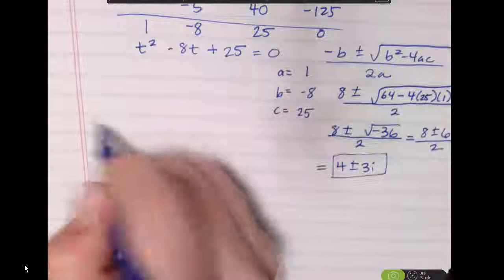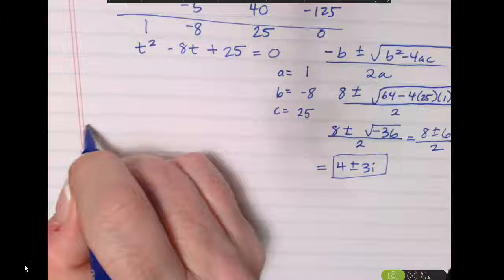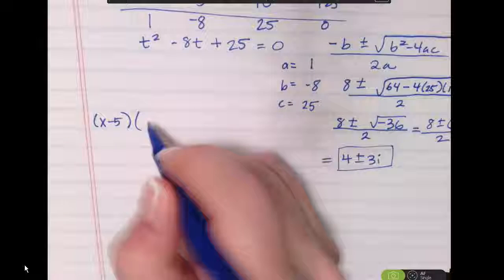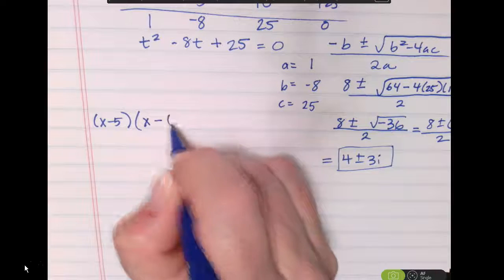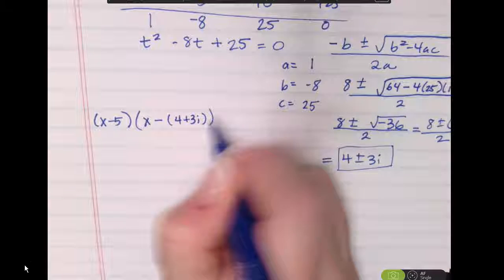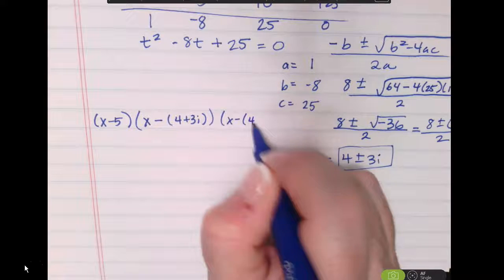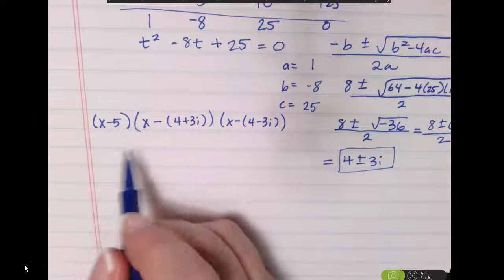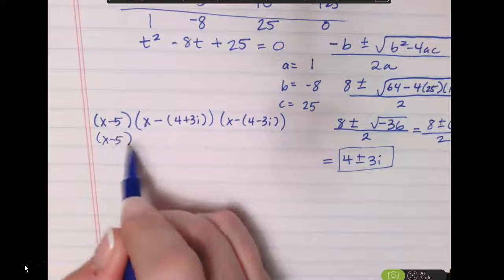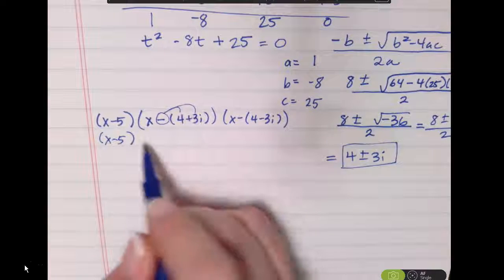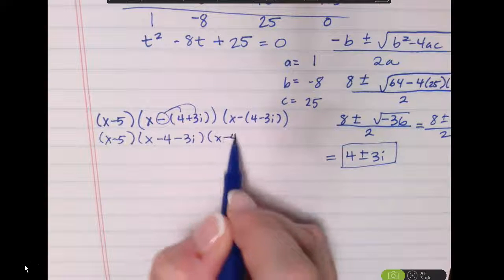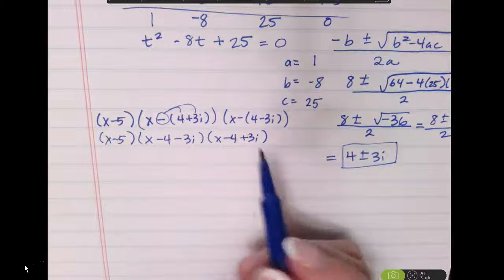And let's see, write the solution as a polynomial. So we want to write x minus 5, x minus 4 plus 3i, and x minus 4 minus 3i. So I could simplify those a little bit further. X minus 5, distribute the negative. So we have x minus 4 minus 3i, x minus 4 plus 3i. And that's my solution.